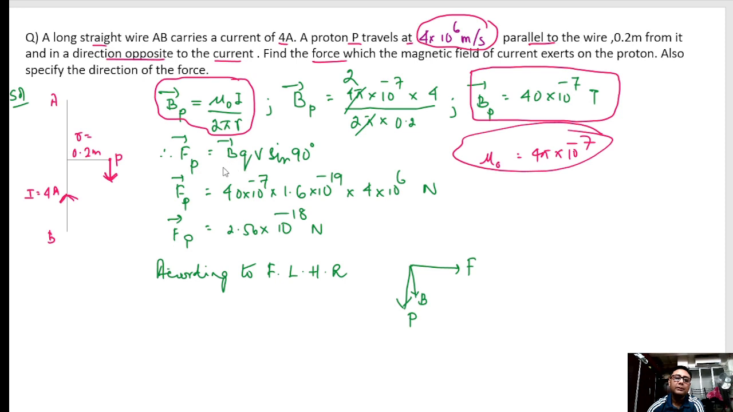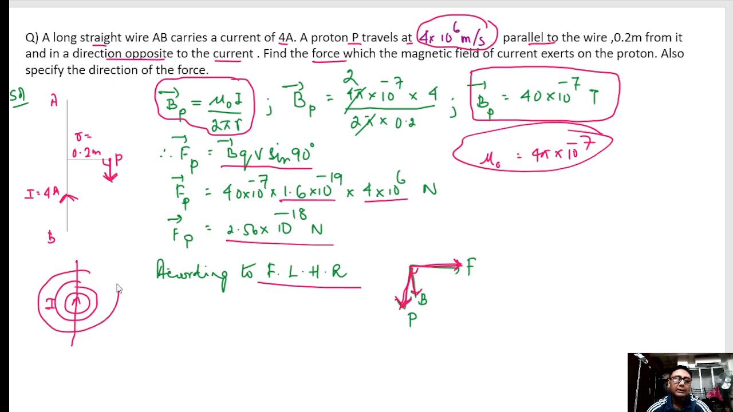Now force acting on the proton is given as BQV sine theta. See the direction, it is 90 degree. So putting the values, Q is the charge of the proton, velocity of the proton is given, we get this. Now applying Fleming's left hand rule, this is the force acting, this is the magnetic field. The direction of the motion of the proton will be perpendicular out of the paper. Please remember it, whenever a current is flowing like this, there will be a magnetic field whose direction will be like this.